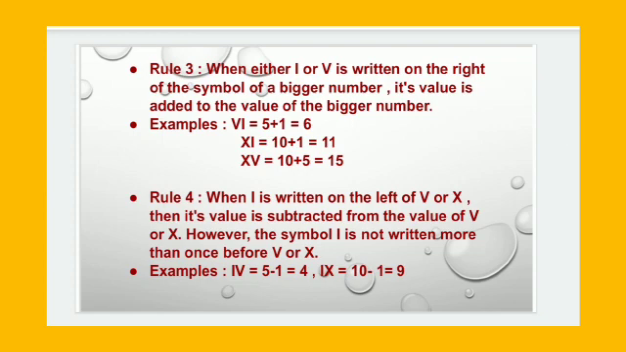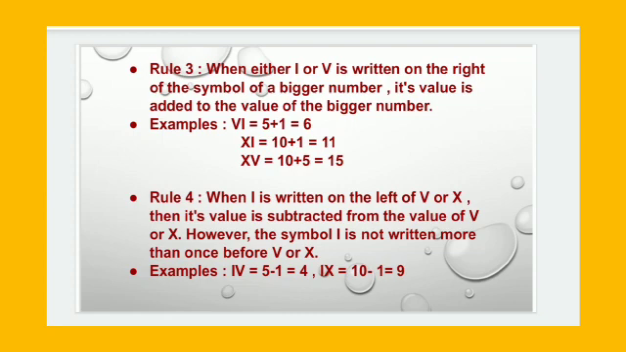So that means when we have to write down a value, when we don't have any direct symbol for the number, that time we use a combination of letters. That time, if we have to add the value, we have to write down the bigger numeral first, that is V, and then the smaller numeral, that is I. Understood? Now see the second one.